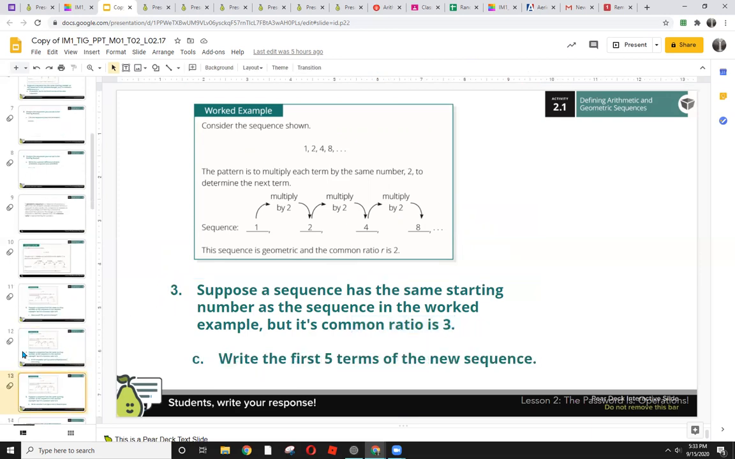Okay, is the sequence still geometric? It is geometric, because we're still multiplying by a constant number. We're just multiplying by 3. It's not changing. So it is still a geometric sequence. Write the first 5 terms. So the first term is 1, and then 3, and then 9, and then 27, and then 81.